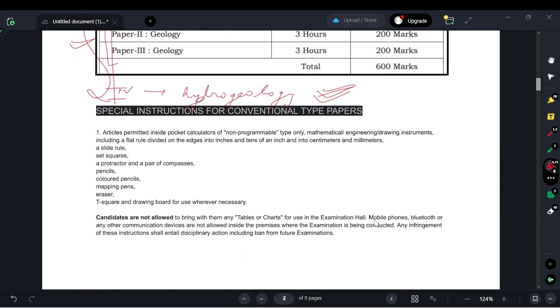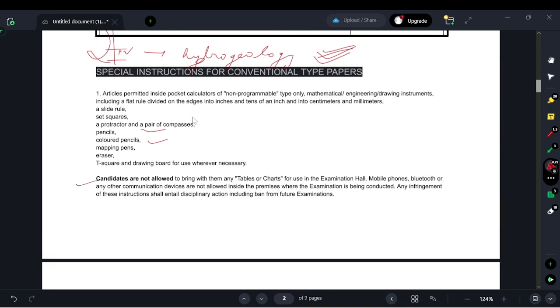This is a very important instruction for the examination hall: you should not carry any scientific calculator. You should only take a very simple calculator, which you get in almost all the shops we visit. Other than that, you can take the protractor, a pair of compasses, a pencil, colour pencils, all of these things. But you cannot take any electronic gadget or any other such things. For example, it is written here, you cannot carry any tablets or charts, mobile phones, bluetooth devices, anything like that.